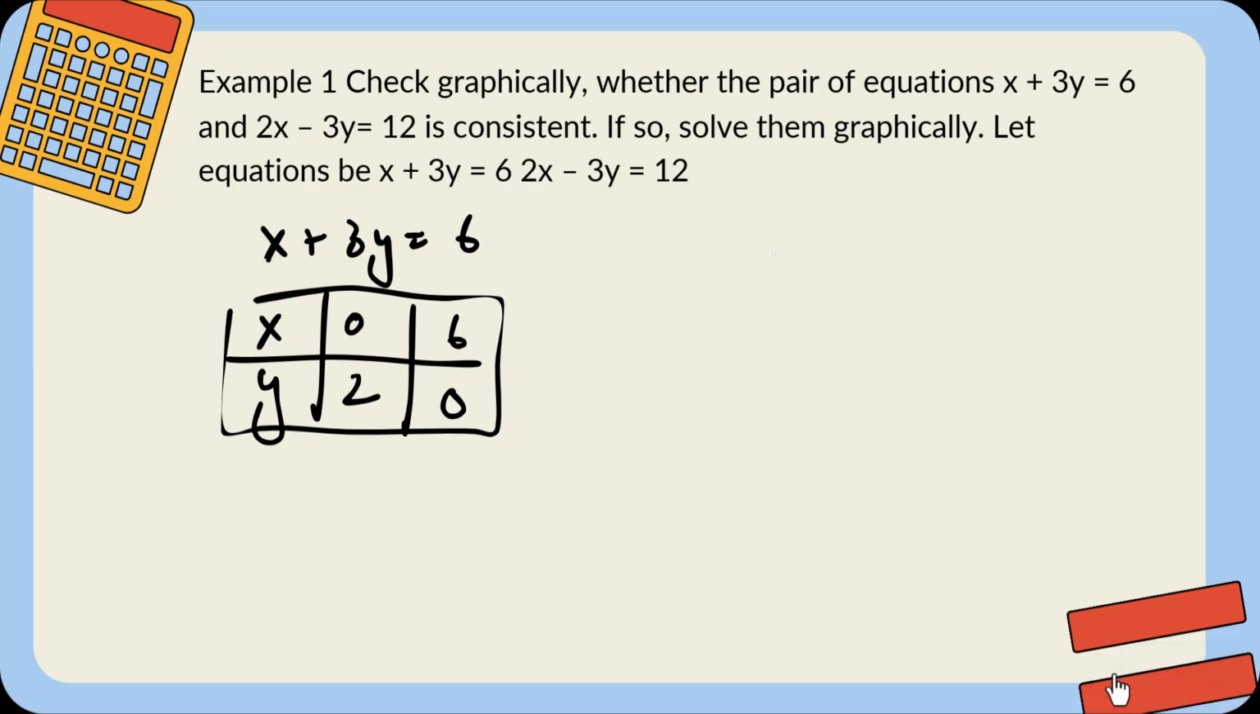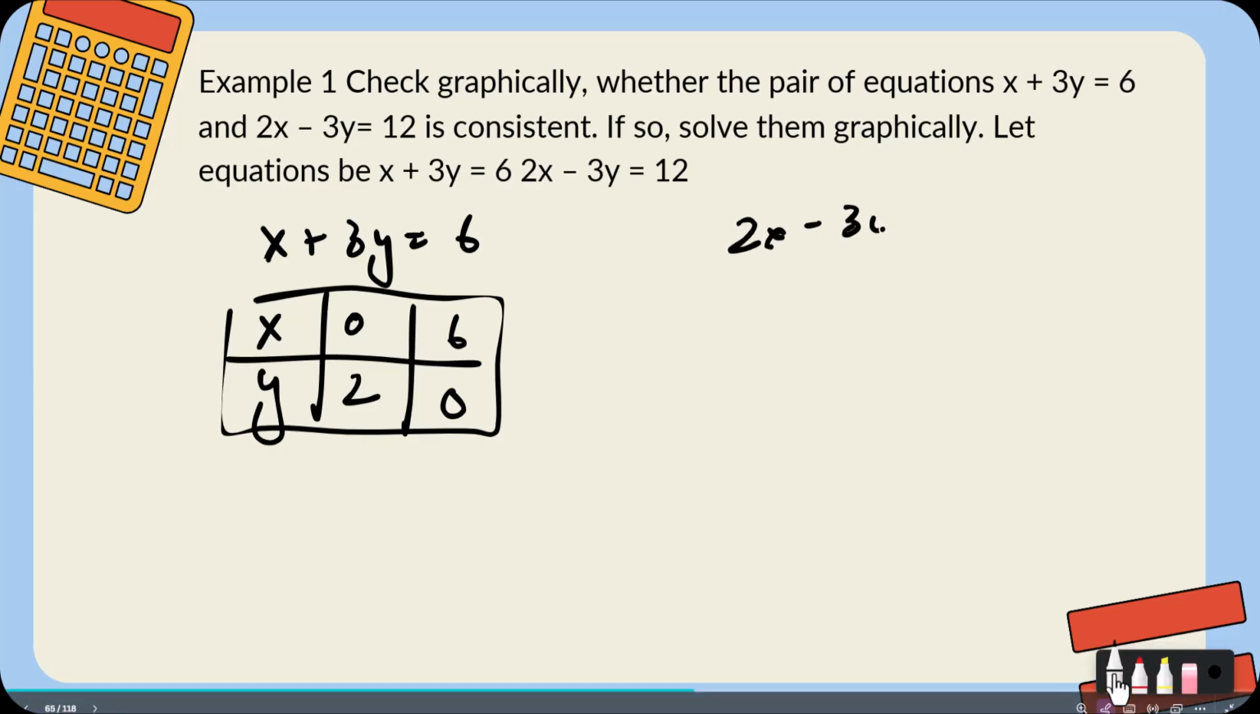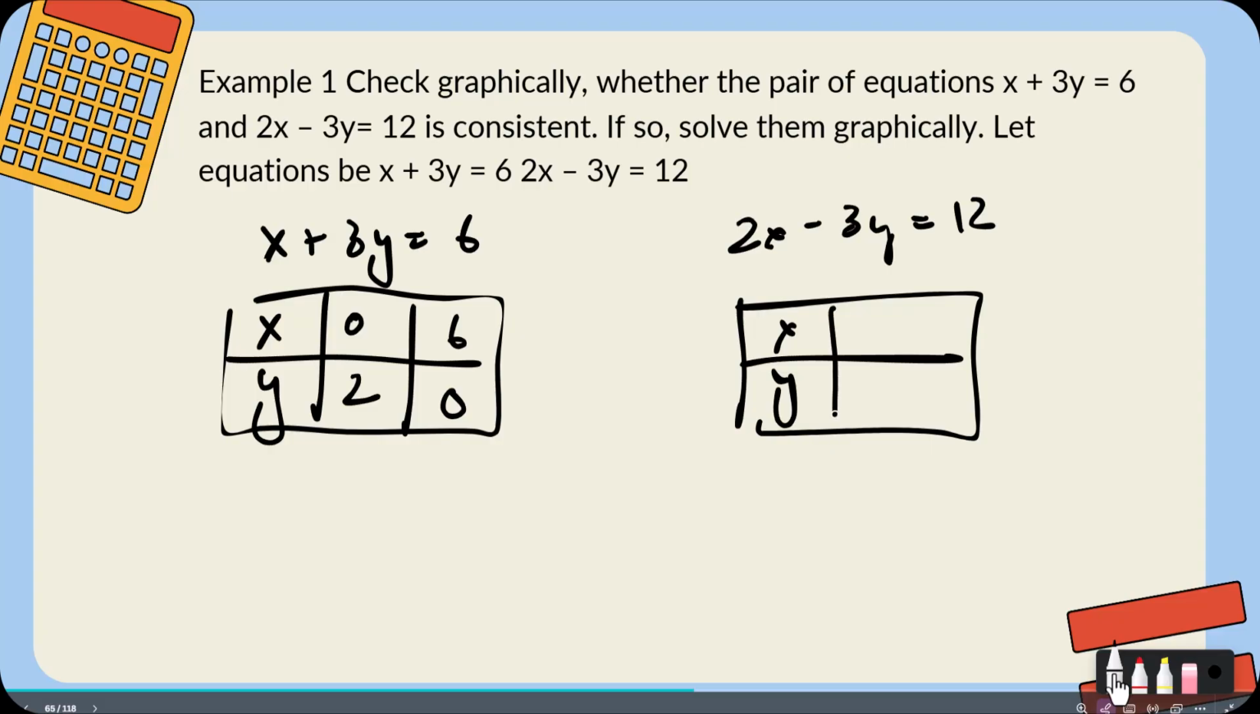Similarly, for 2x - 3y, you can put different values and check. If you put x = 0, what is y? y is -4, right? If you put y = 0, what is x? x is 6. So we can clearly see (6, 0) is a solution. It is common to both, so (6, 0) is a solution.